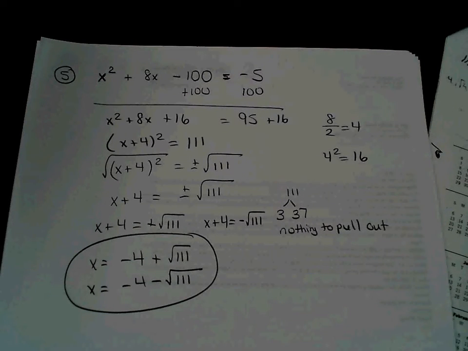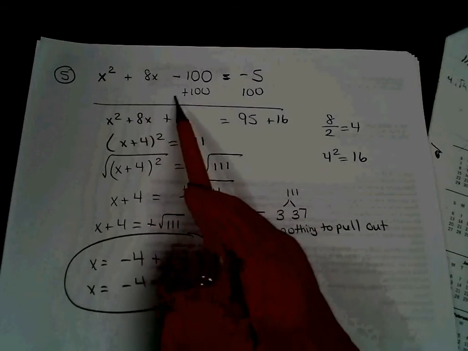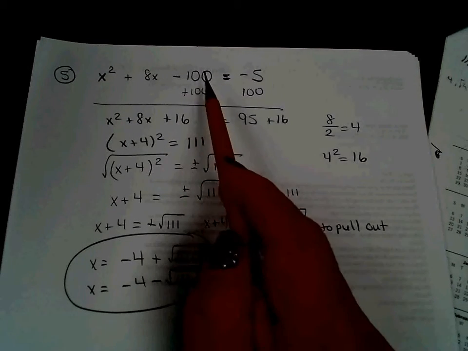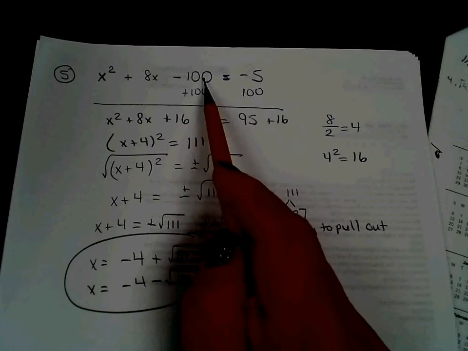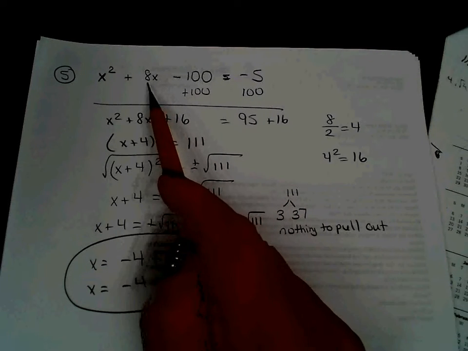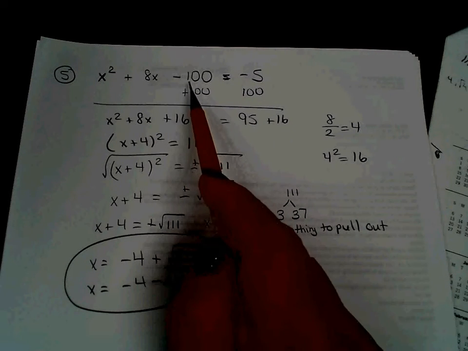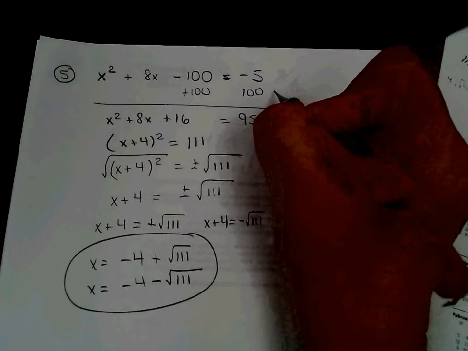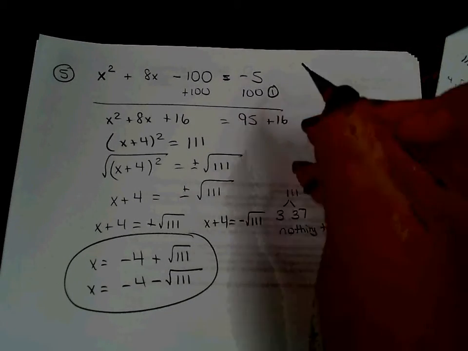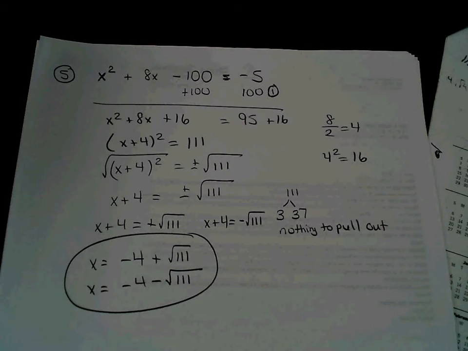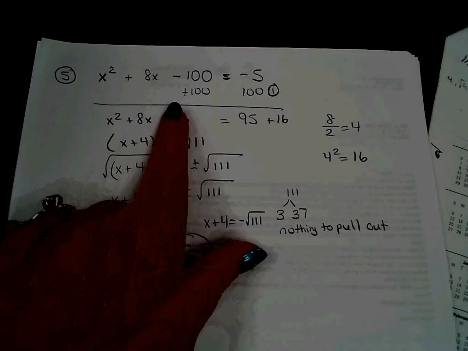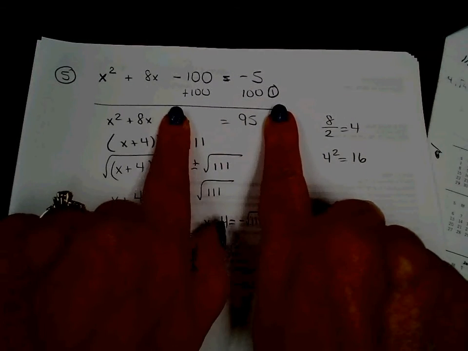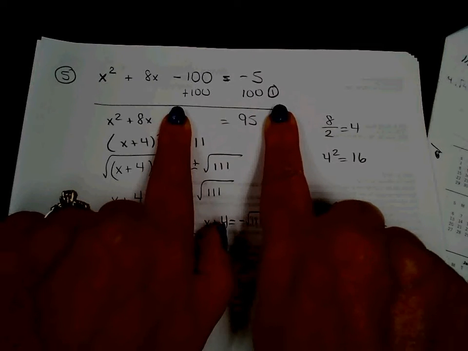The first thing I did was I saw this left side is not a PST because the square root of 100 is 10, 10 doubled is 20. So it's not a PST, and you can't have a negative there if it's a PST. So I added 100 to both sides, step 1. Then I had this: x squared plus 8x equals 95.